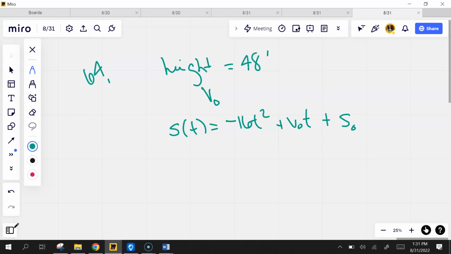Well, it says you want it to shoot to be 48. So what would this need to be? Well, where is it happening? It's happening at the maximum, which is the vertex. How do you find the vertex in standard form? Negative b over 2a.